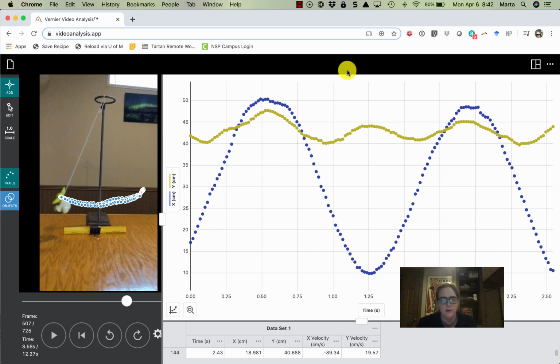So the first thing I want to notice is the shape of these graphs. I've got my horizontal position-time and my vertical position-time graph up right now. My horizontal is the blue, my vertical is the yellow. You'll notice the graphs are a little rough, but they generally have a shape pretty close to a sine graph. That's something that's going to be true of pendulums: their position versus time graphs look like a sine wave.